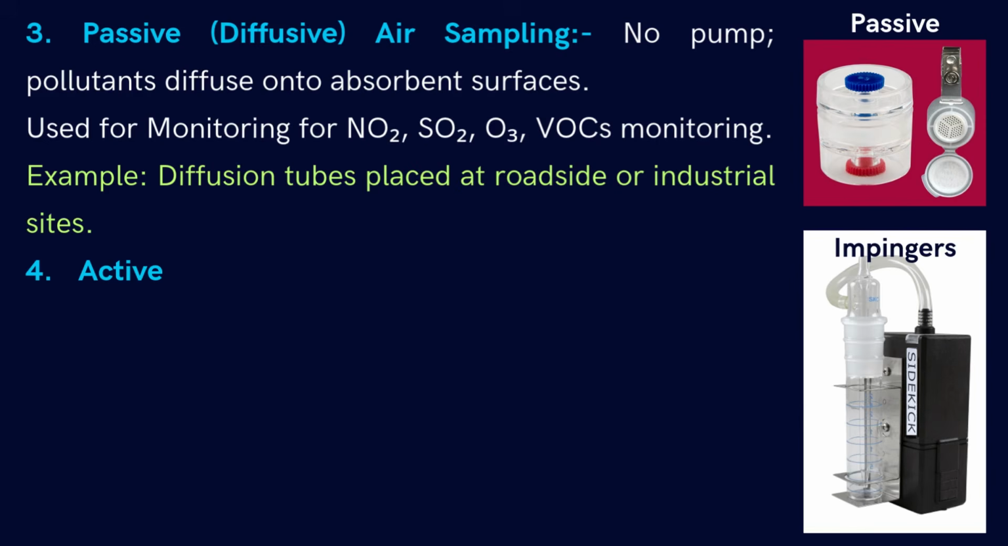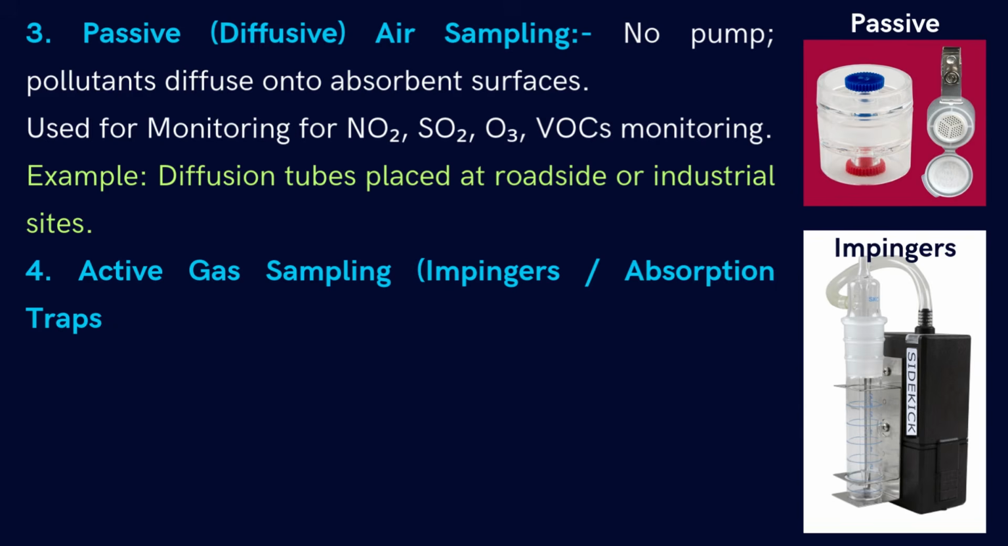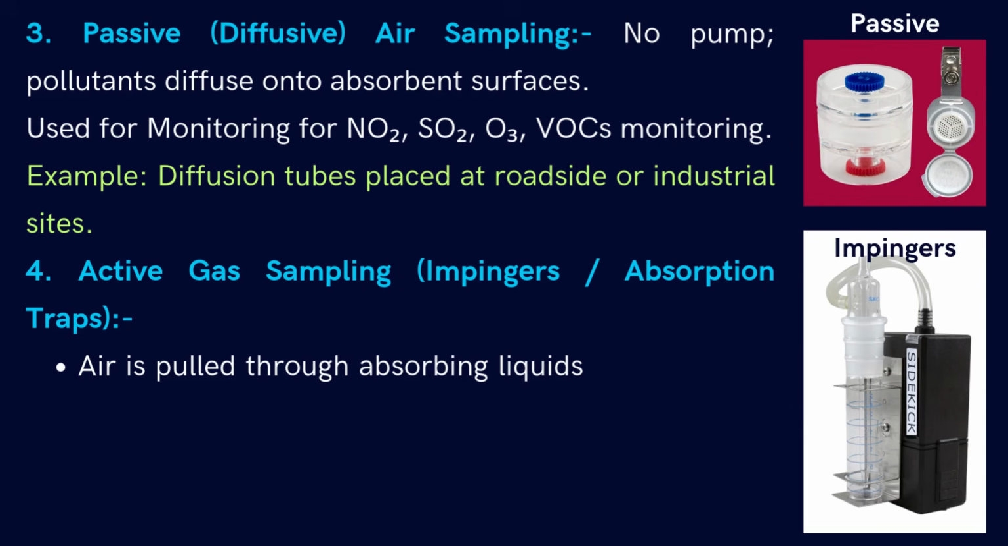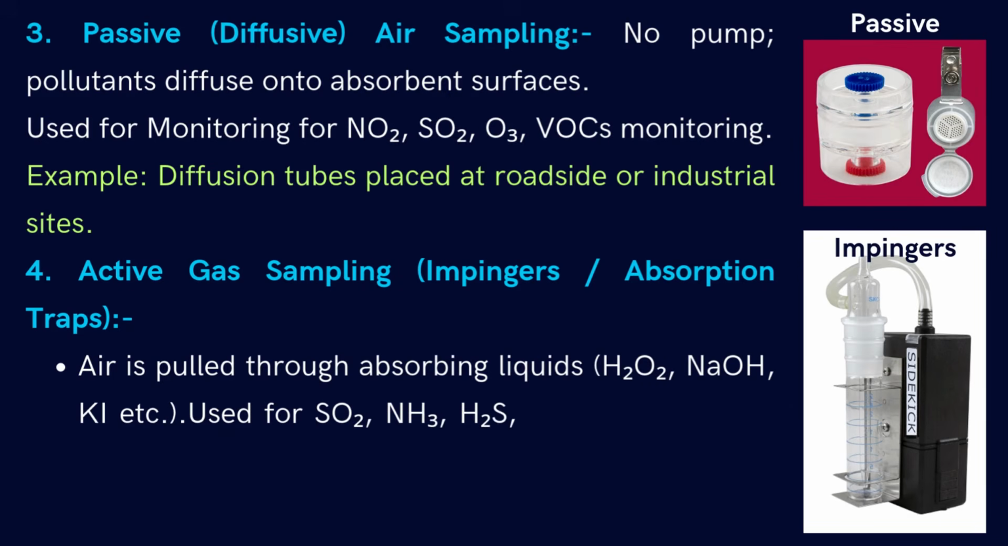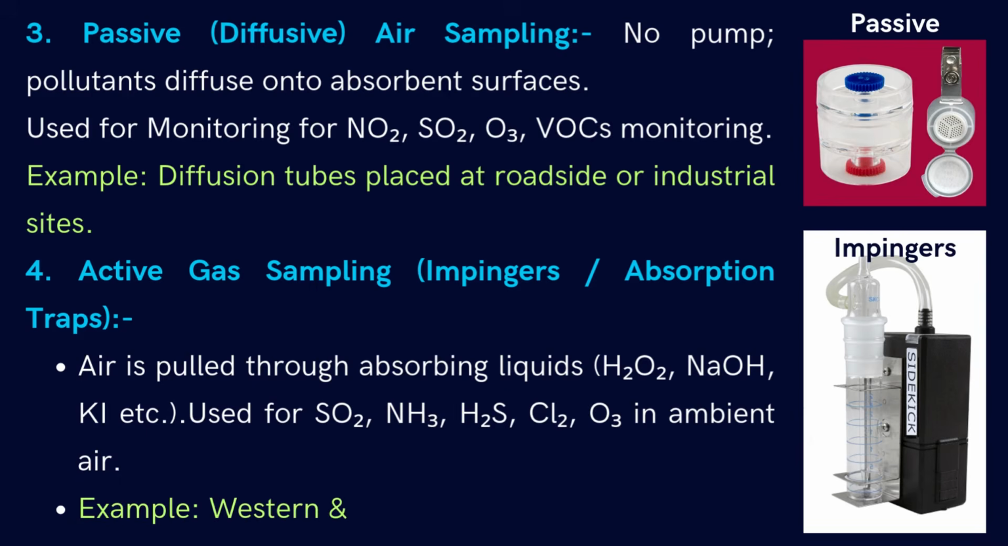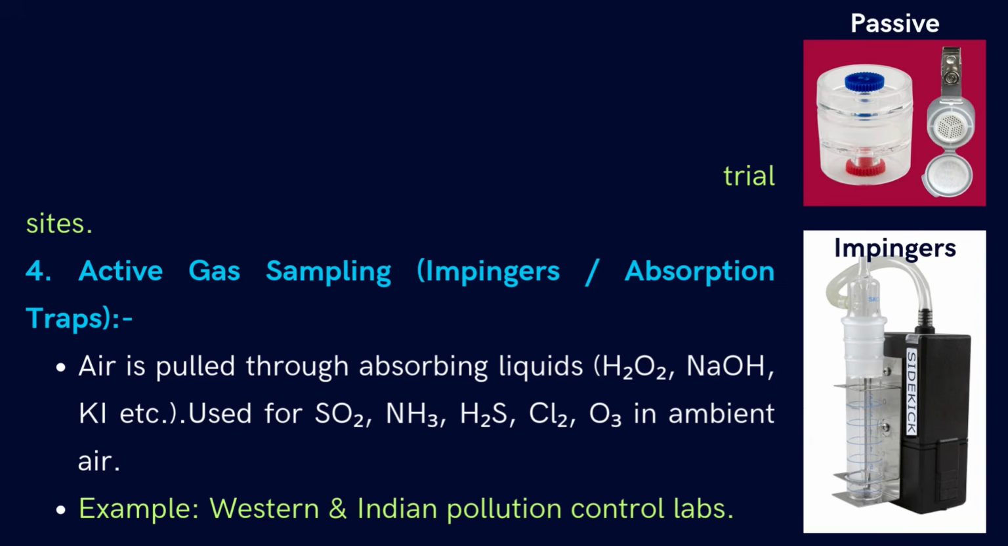And fourth one is active gas sampling, impingers, absorption traps. Air is pulled through absorbing liquids, H2O2, NaOH, KI, etc. Used for SO2, NH3, H2S, Cl2, O3 in ambient air. Example: Western or Indian pollution control labs.